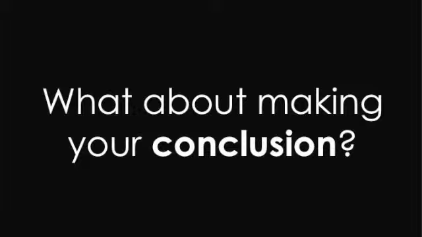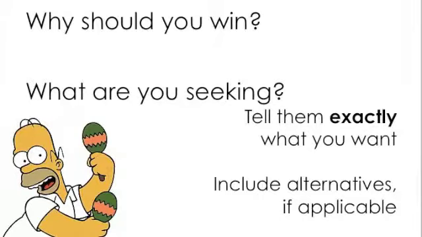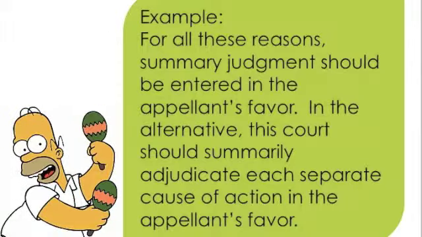What about making your conclusions? Why should you win? What relief are you seeking? Tailor it to errors. Tell them exactly what you want. Tell the judge in no uncertain terms the result you want, including alternatives. For example, for all of these reasons, summary judgment should be entered in the appellant's favor. In the alternative, this court should summarily adjudicate each separate cause of action in the appellant's favor.